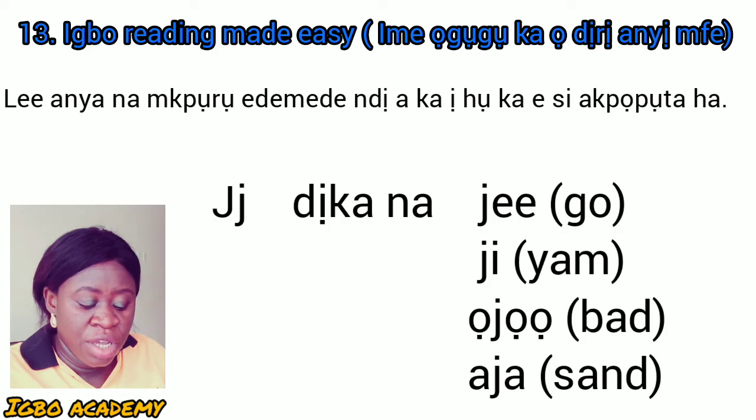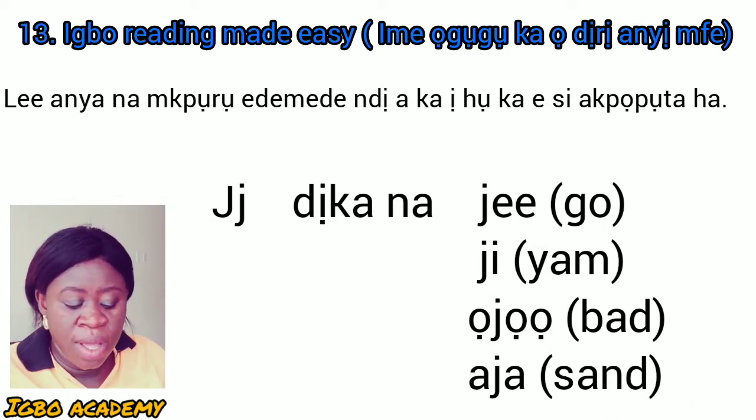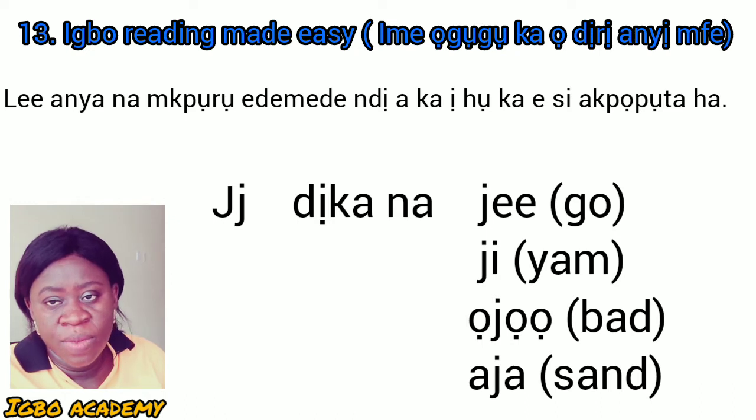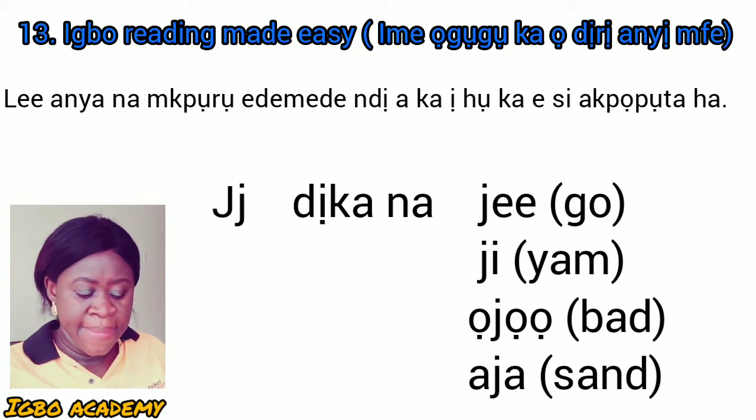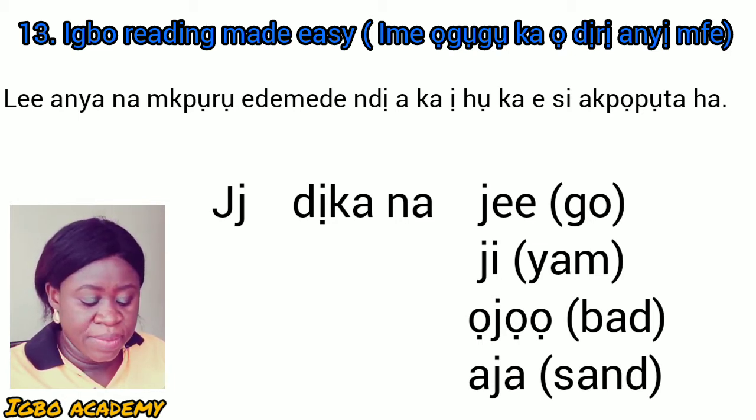We go back to J, dịka na je, to go. Ji, yam. Ọjọọ, bad. Aja, sand. Je means go. Ji means yam. Ọjọọ means bad. Aja means sand. Then now we'll go over to K.